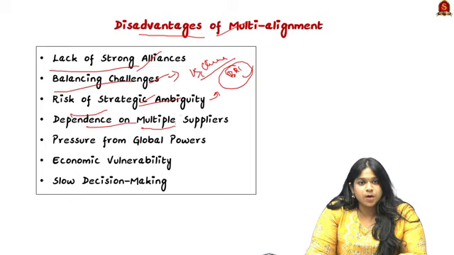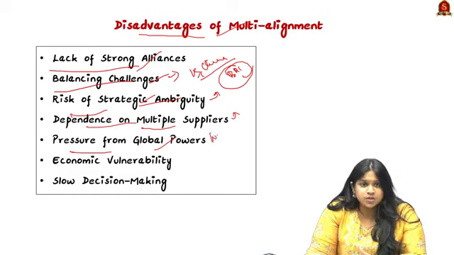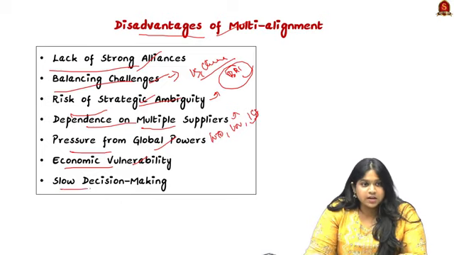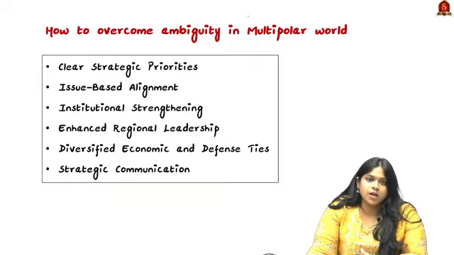Next is dependence on multiple suppliers, such as us being dependent on oil and natural gas suppliers. Then having pressure from global powers, especially in important forums such as the WTO, UN, ICG, and so on. And having economic vulnerability, where because of this multi-alignment, we need to align our challenges regarding the funds allocation, and it can lead to slow decision making as it involves multiple stakeholders. So these can be the disadvantages of multi-alignment as well.